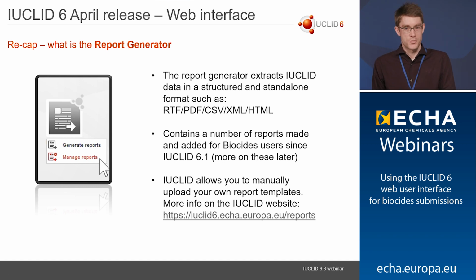So what is the report generator? This tool extracts Euclid data in a structured and standalone format, such as RTF, which opens in a Word file, PDF, a CSV file, which opens in Excel, XML, as well as HTML. The report generator contains a number of reports made and added for Biocides users since Euclid 6.1, and we'll go through more of these later. Euclid allows you to manually upload your own report templates, and there's more info on this on the Euclid website, and I'll also touch upon this a bit later as well.